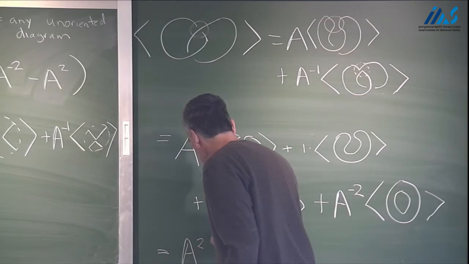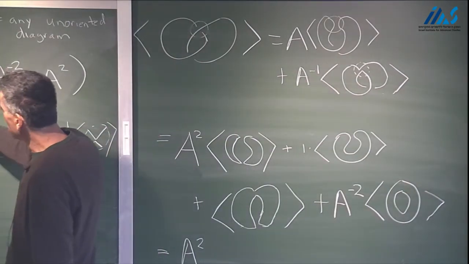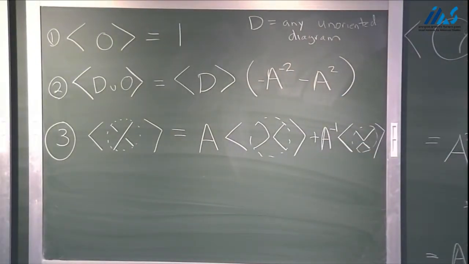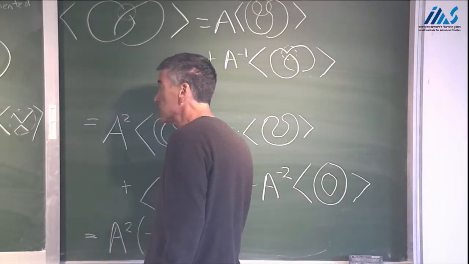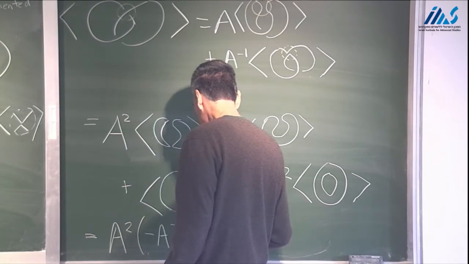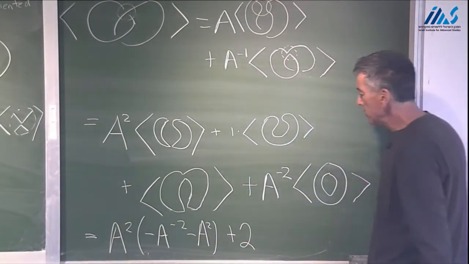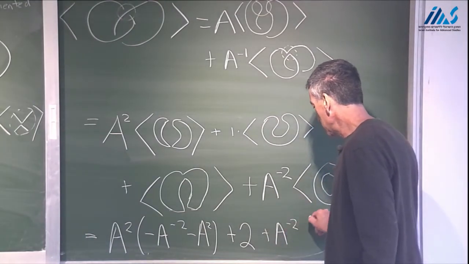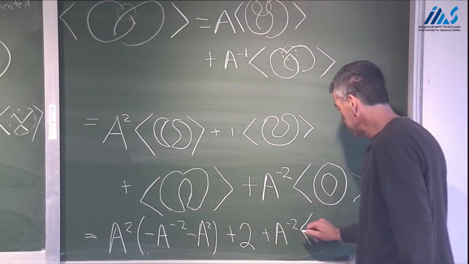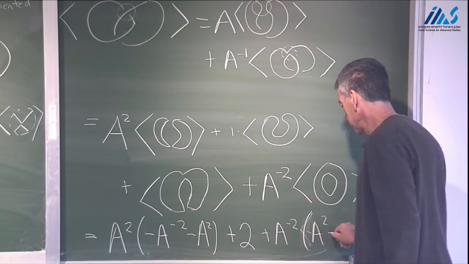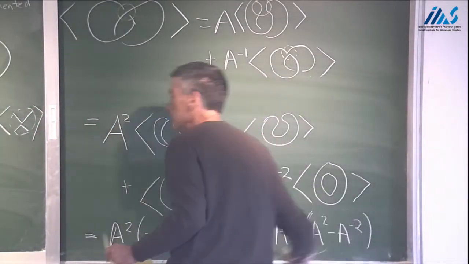So we get A squared, and now we can put in the value of the polynomial for these 2, because we know for an unknot union an unknot, it's 1, the polynomial for the unknot, times this. So for this case, it's the value of the bracket on an unknot times this coefficient. So that's minus A to the minus 2 minus A squared. And then we have twice the value on the unknot, which is 2 times 1. And then here we have A to the minus 2 times the value of the bracket on 2 unknots, which is the same as this.